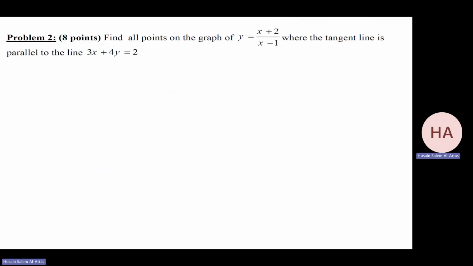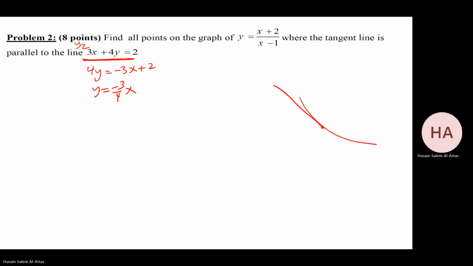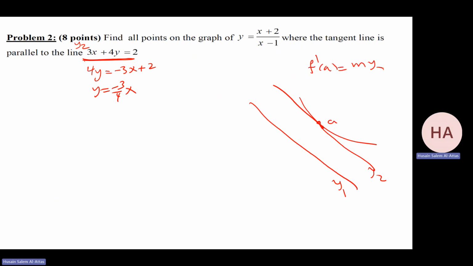Points in the graph whose tangent line is parallel to this line. Okay, so I have 4y equal minus 3x plus 2. So y equal minus 3 over 4 x. As we said, this is y2. Yeah, there is a curve. There is a tangent line. And there is a line parallel to it. This is my y1, this is y2. So I know that this is a. F prime at a equals slope of y2. And slope of y1 equal minus 3 over 4 is also slope of y2 since they are parallel to each other. Call this F prime.